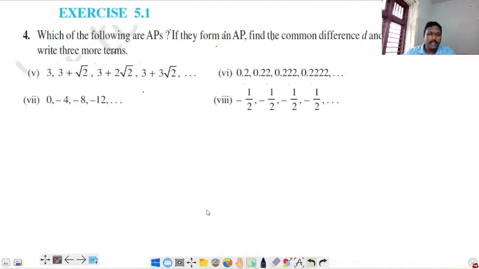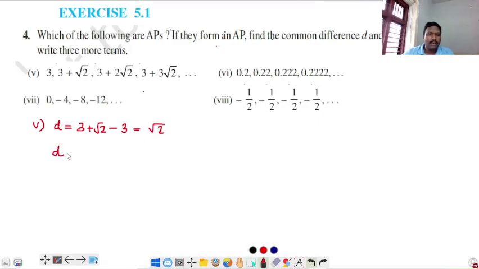In question number 5, we have first term is 3 and 3 plus root 2, 3 plus 2 root 2, like that. So let us check, is it form an AP or not. So the common difference, one by one we can find the common difference. d is equal to second term minus first term. Second term means 3 plus root 2. 3 plus root 2 minus the first term is 3. So you will get 3 plus root 2 minus 3. 3 getting cancelled. Then you will get it is equal to root 2.